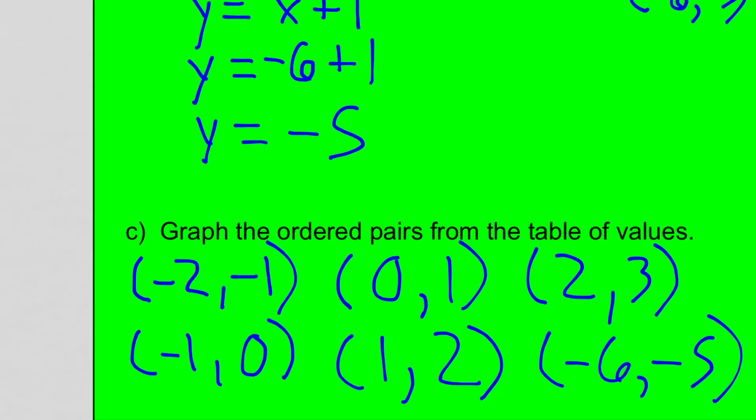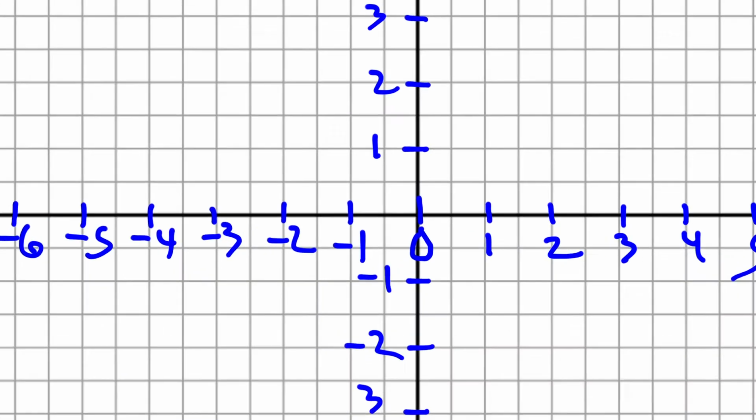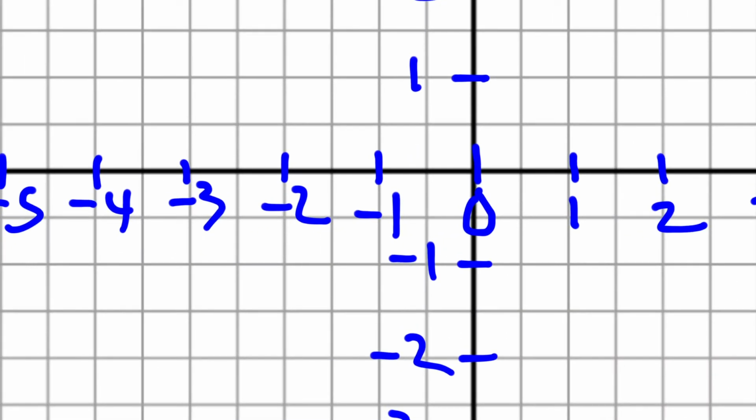So the first point was -2, -1. So just like before, we're going to go x first, so -2, then down to -1, and right where they cross, we'll put a point, call it -2, -1. And then the next one was -1, 0. So we'll go left -1, and we don't go down at all. We're right on the x-axis because it's 0 for the y. So we'll put a point there, call it -1 and 0.